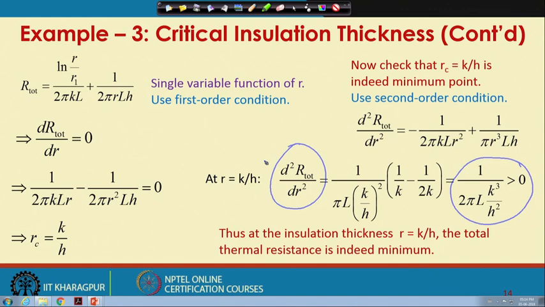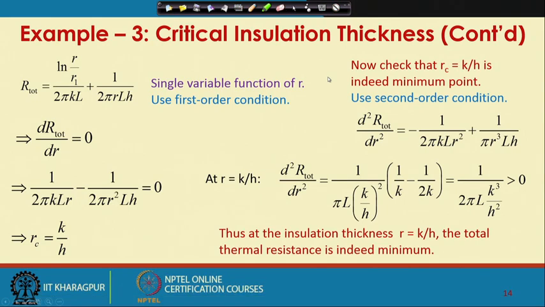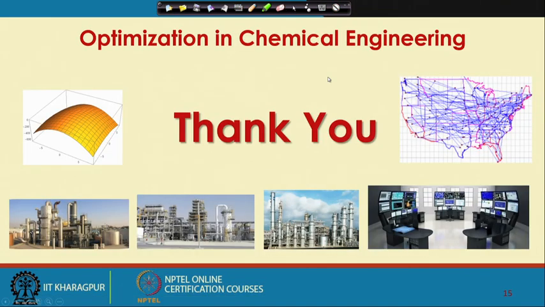So, the insulation thickness R equal to K by H is indeed a minimum point. So, the total thermal resistance is minimum at R equal to K by H. With this, we will stop lecture 14 here.